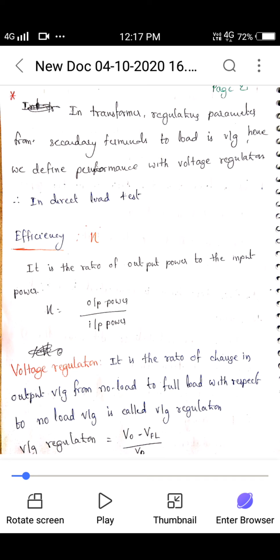Similarly, voltage regulation: change in voltage from no load to full load with respect to no load is called voltage regulation. Generally voltage regulation we can calculate from the secondary side. Why? Because we are connecting load there at the secondary terminals. That's why voltage regulation we define in terms of the secondary side only.